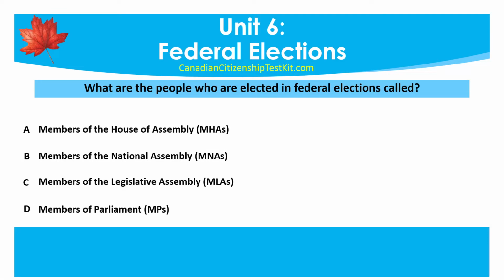What are the people who are elected in federal elections called? A, members of the House of Assembly, MHAs. B, members of the National Assembly, MNAs. C, members of the Legislative Assembly, MLAs. D, members of Parliament, MPs.